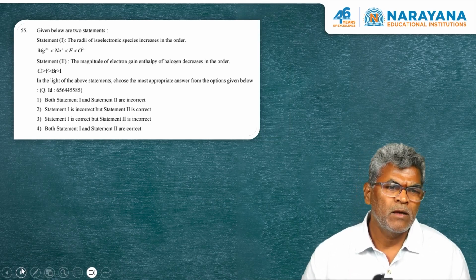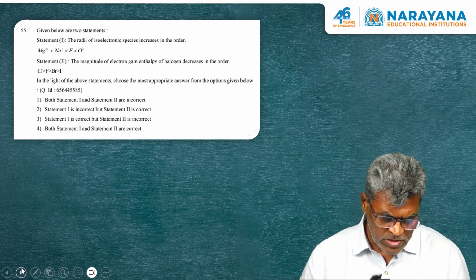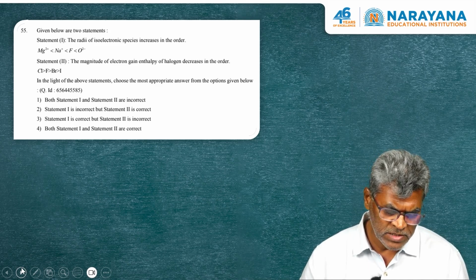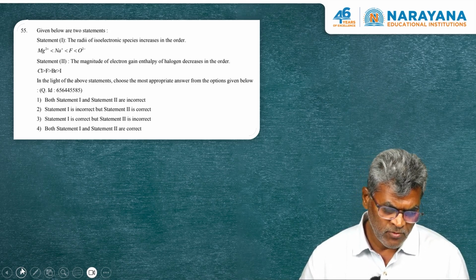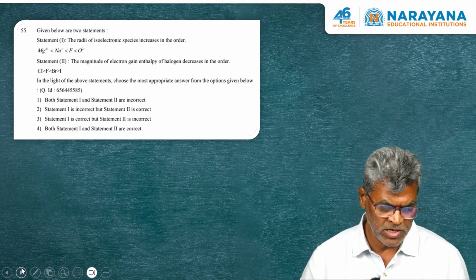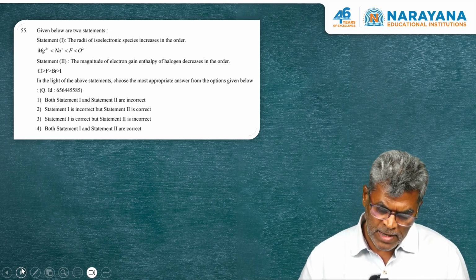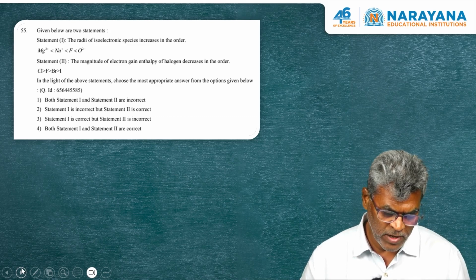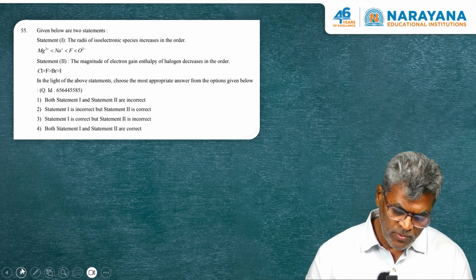55 question is also a theory based question only. The radii of the isoelectronic species increases in the order: the more the positive charge, the lesser the size; the more the negative charge, the more the size. So statement 1 is correct. The magnitude of the electron gain enthalpy of halogens decreases in the order, that is also right. That is why both the statements are correct, and your option will be 4.